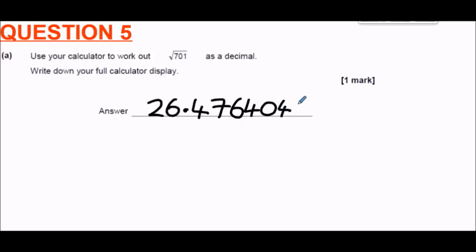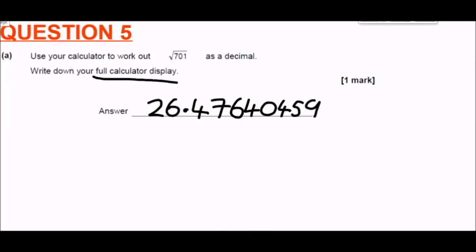And if you're lucky enough to have a calculator that shows even more digits, just write them all down. Do exactly as the question says. Write down the full calculator display. So don't do any thinking of your own. Don't do any rounding for this question. Just copy exactly what it says on the calculator.